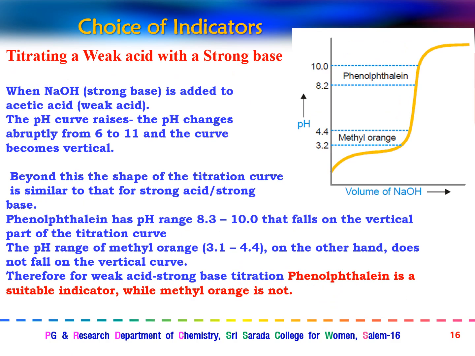The next one is titrating a weak acid with a strong base. Here we can see the titration curve when sodium hydroxide, which is a strong base, is added to acetic acid, which is a weak acid. Here the pH curve rises slowly in the beginning, but near the equivalence point, the pH changes abruptly from 6 to 11 and the curve becomes vertical.